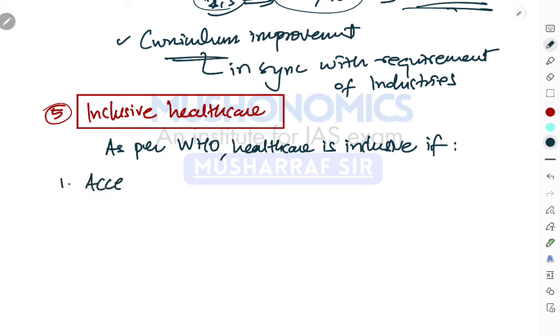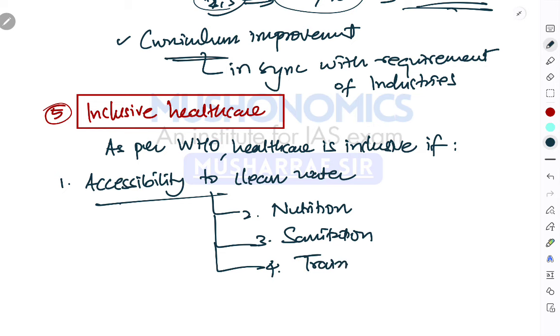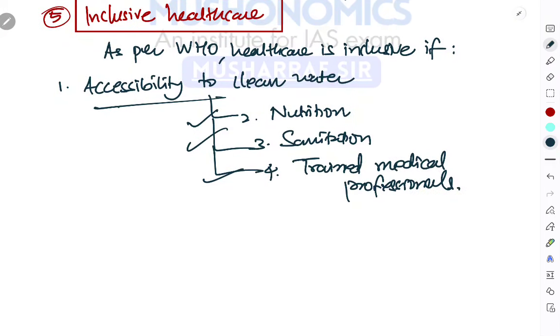Number one, accessibility to clean drinking water. Number two, accessibility to nutrition. Number three, accessibility to sanitation. And number four, accessibility to trained medical professionals. These things are there. As per the WHO, these things are the requirement for inclusive healthcare.